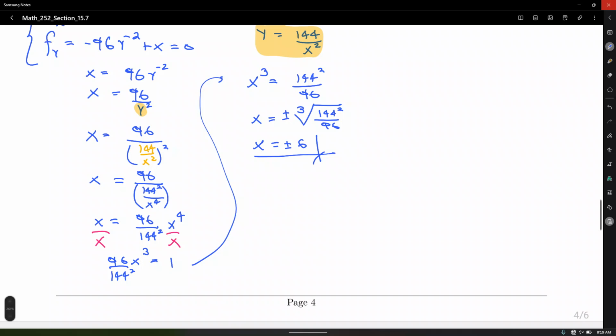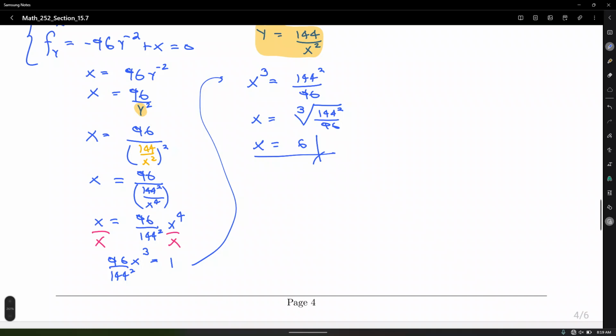Let's have a look at it. Do we agree? Well, only positive 6, right? Yeah. So do we need plus or minus when the index is odd? No. Even if we had an even index, because we are looking at a physical problem, the negative wouldn't make sense. Okay? So in that case, you would need to write a note: oh, yes, it's an even index radical, but we disregard the negative because it's a physical problem.